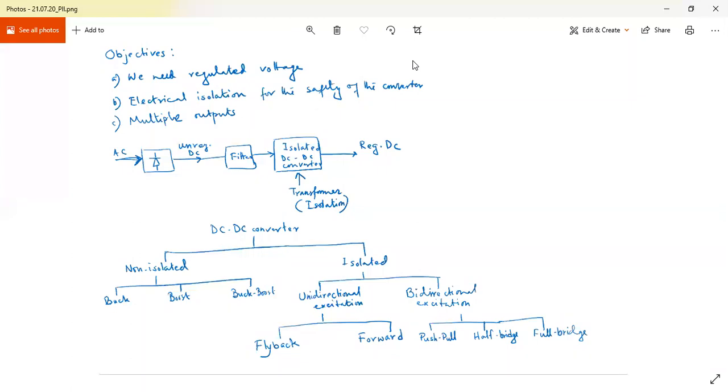Now in the isolated converter, we have two types of converter: the converters having unidirectional excitation and the converters having bidirectional excitation. Under unidirectional excitation, we have the flyback converter and the forward converter. Under bidirectional excitation, we have the push-pull converter, half-bridge converter, and full-bridge converter. These circuits, discussed under bidirectional excitation, are similar to what you will study today for inverters. For inverters also, you will have the same categories: push-pull inverter, half-bridge inverter, and full-bridge inverter. Not only in inverters and DC-DC converters, in rectifiers also you'll get the same thing, and the circuit will remain the same: half-bridge and full-bridge.